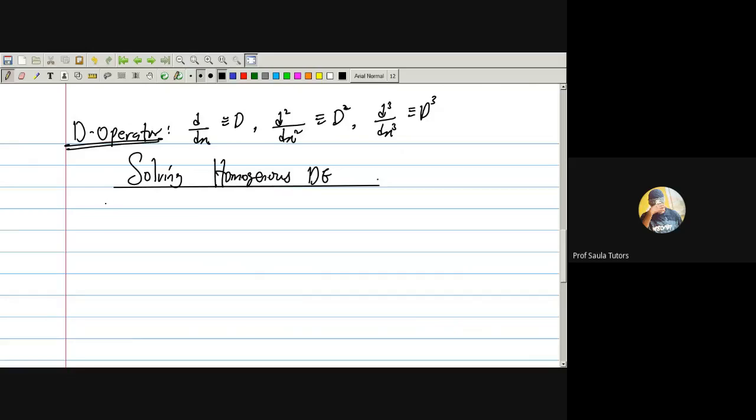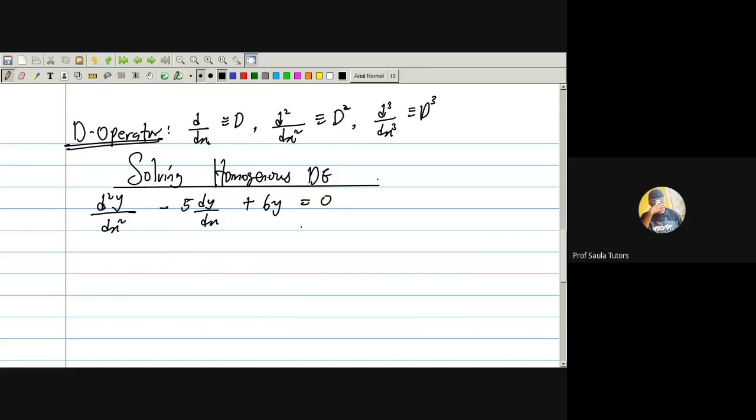Look at this: d squared y over dx squared minus 5 dy/dx plus 6y equals 0. Now, we want to solve this homogeneous ODE. Are you together? Yes. We can observe that this is homogeneous. Number one, you see that this is equal to 0, and we don't have any product of x and y.